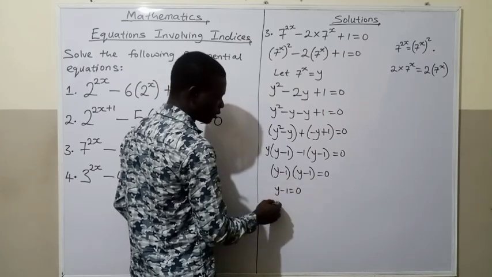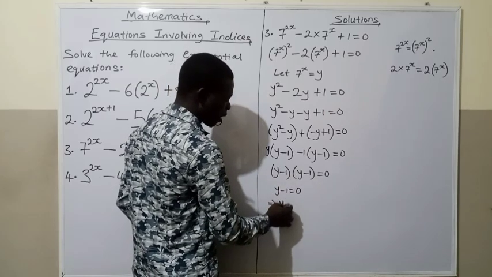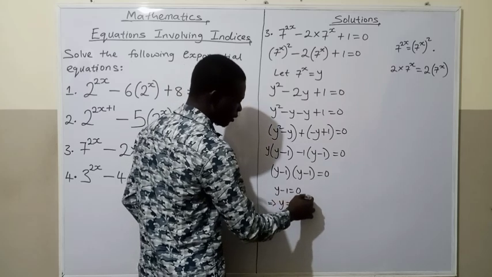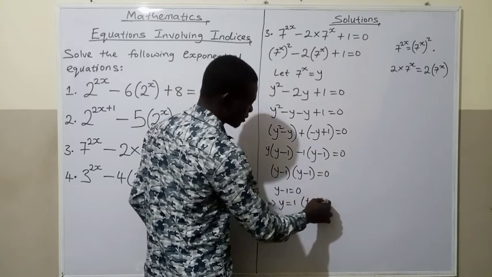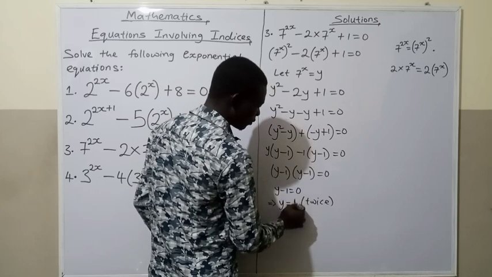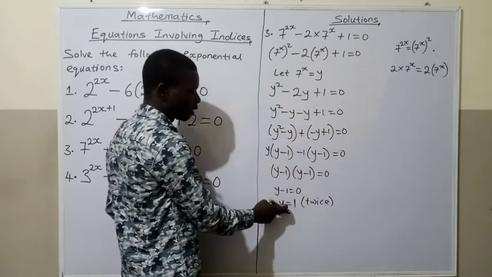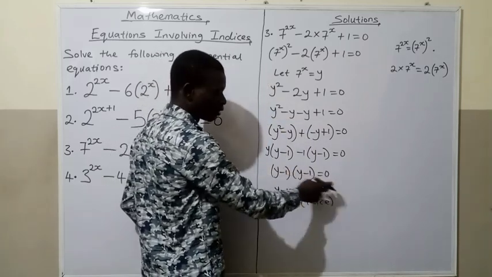If y minus 1 equals 0, it tells us that y equals what? 1. And you are going to put that twice. Because if you solve this separately, you're going to get y equals 1, and if you solve this separately, you're going to get y equals 1.